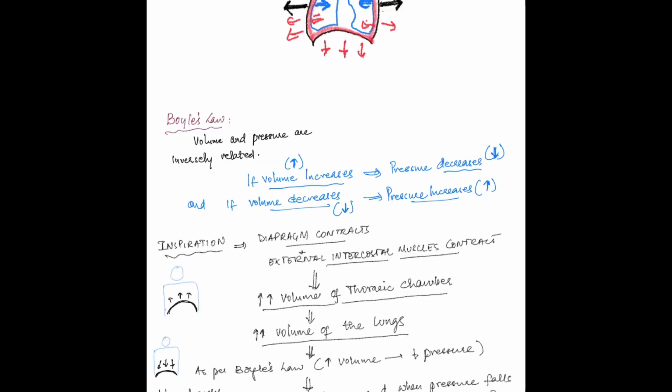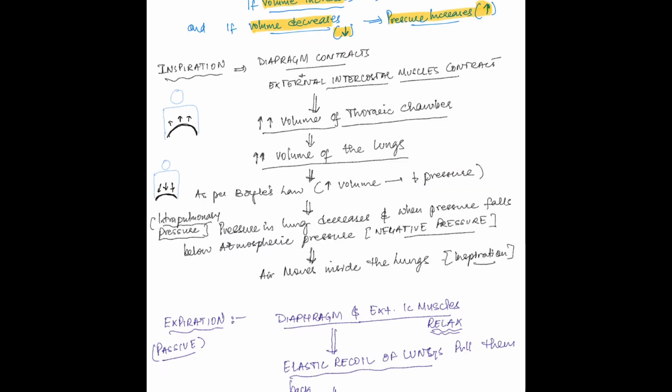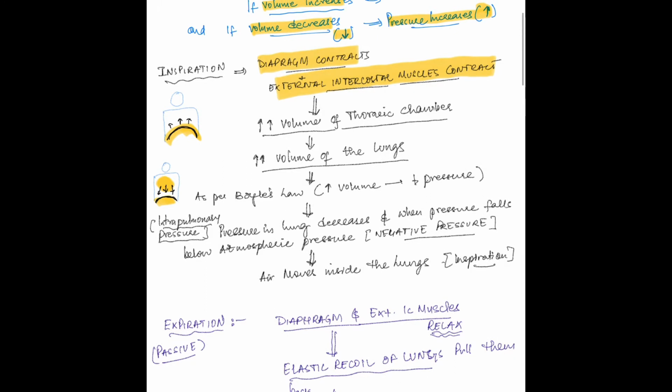Boyle's law helps us understand the relation between volume and pressure in the lungs. It states that volume and pressure are inversely related. When volume increases, pressure decreases, and when volume decreases, pressure increases. During inspiration, diaphragm and external intercostal muscles contract, and as we have discussed earlier, this results in increase in volume of the lungs and the thoracic chamber.